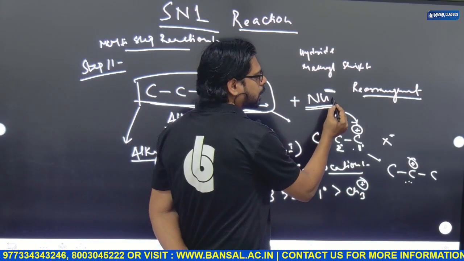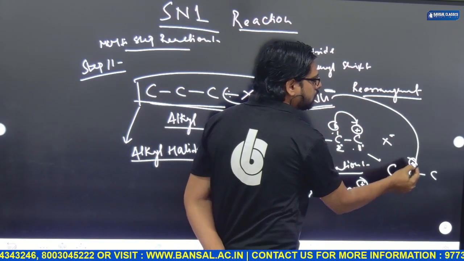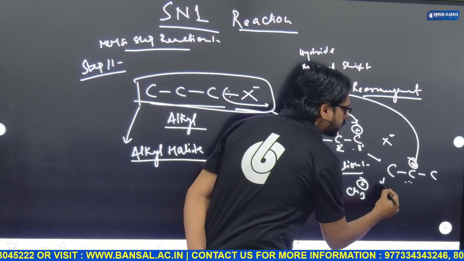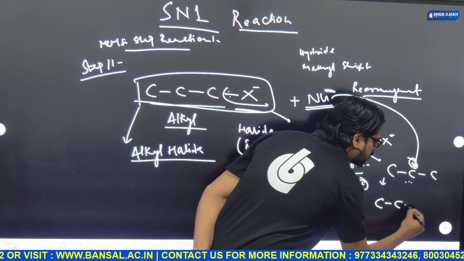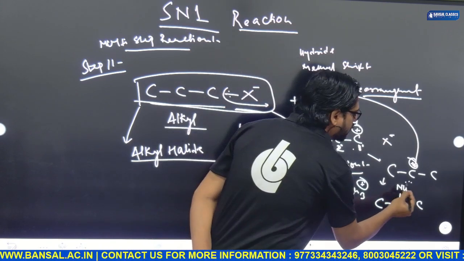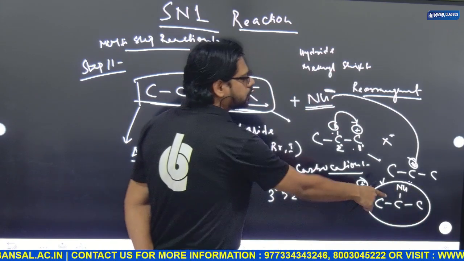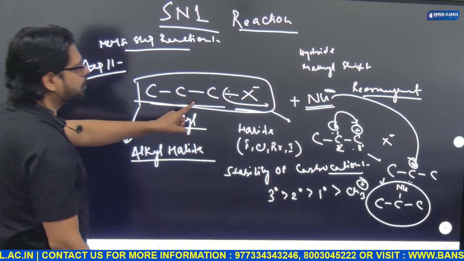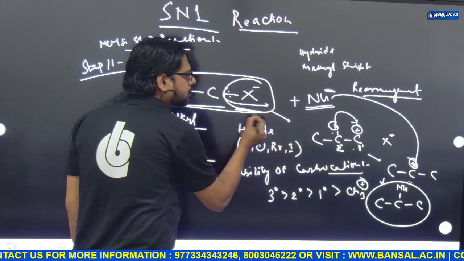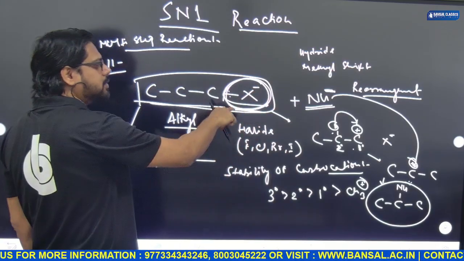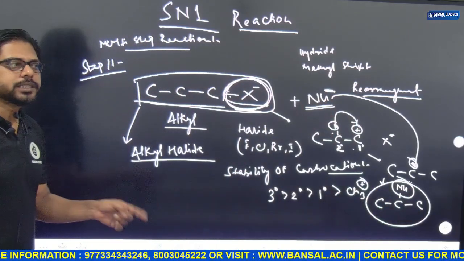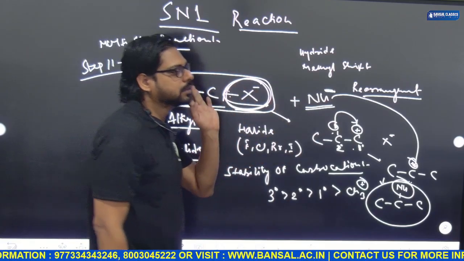So basically what will happen, this nucleophile will come and get attracted towards the positive charge, and it will make a product like this. This will be a nucleophile. So overall, my product will be that one. We have started from here, and my product is this. So we can also say that this X minus has been substituted by this nucleophile.